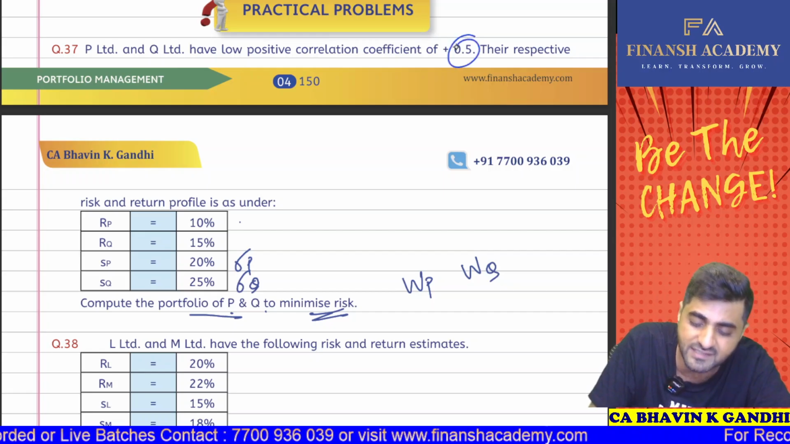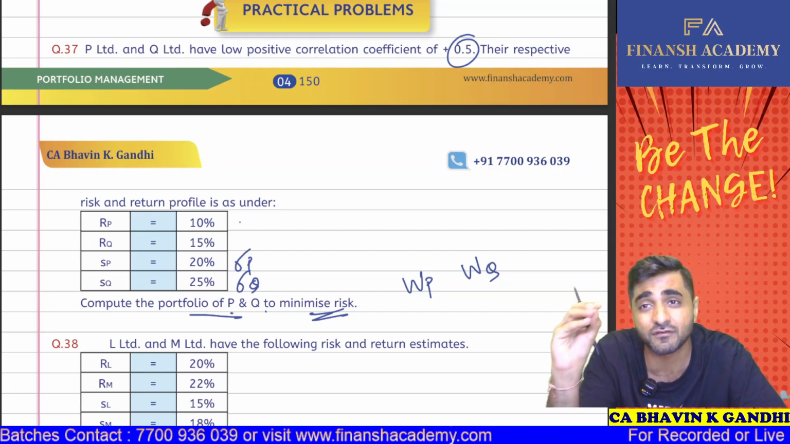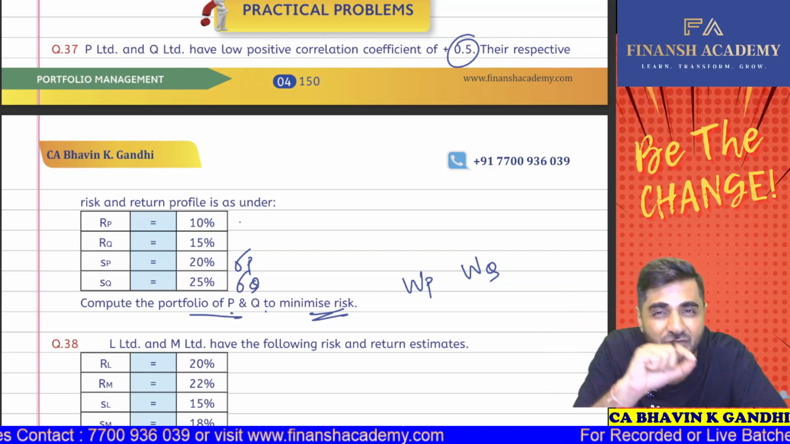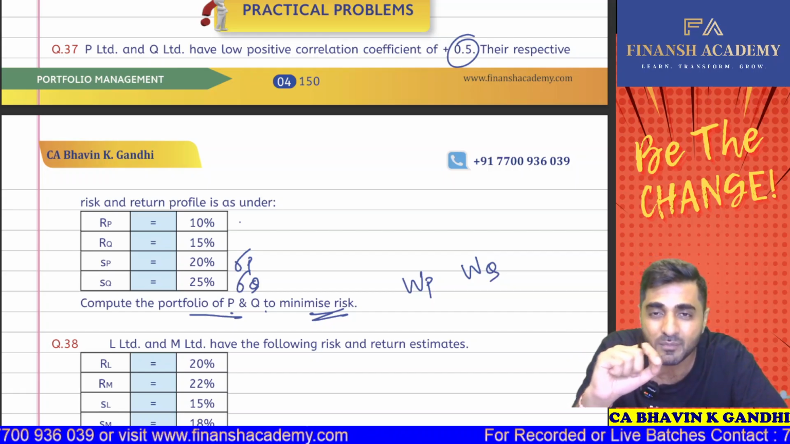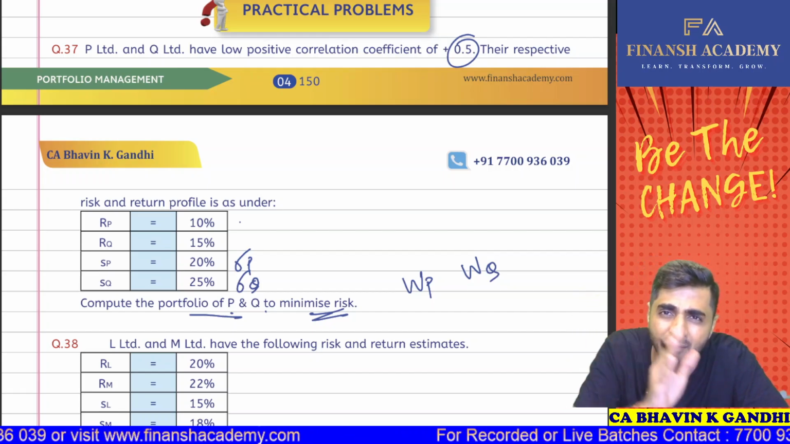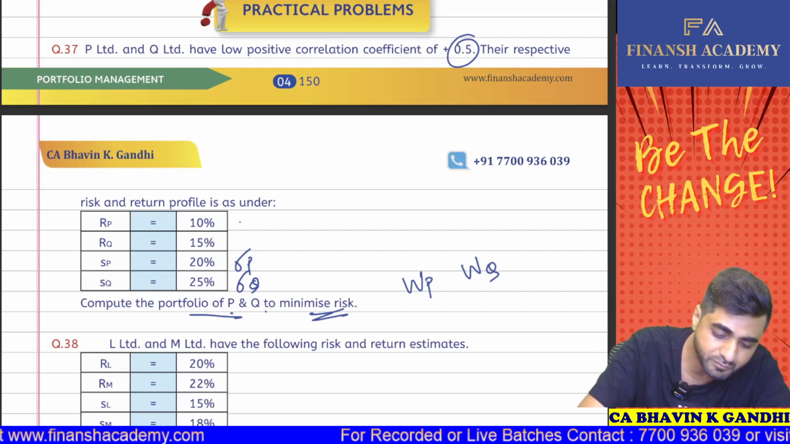Now here it is plus 0.5. It does not mean that here the risk of the portfolio can be zero, because there is no perfect positive or negative correlation. So that's why it's not going to be zero. But yes, there is going to be some minimum risk of the particular portfolio. So for that, what we have to do?